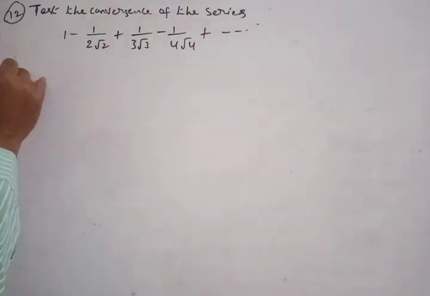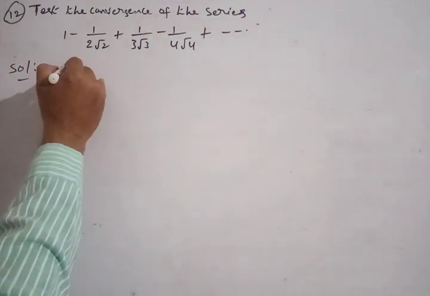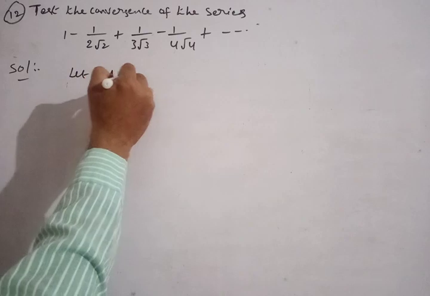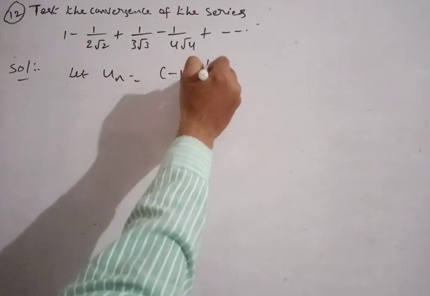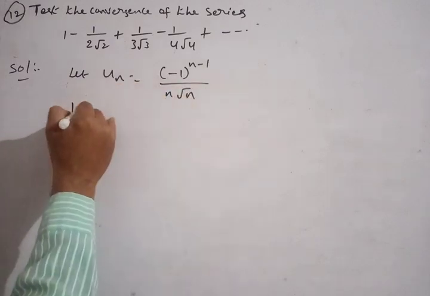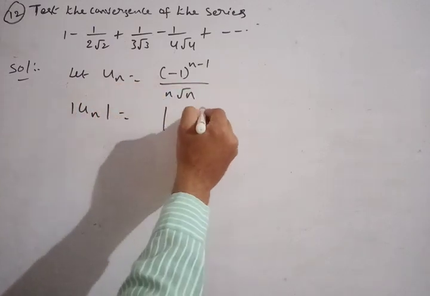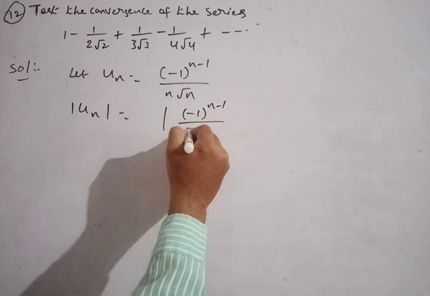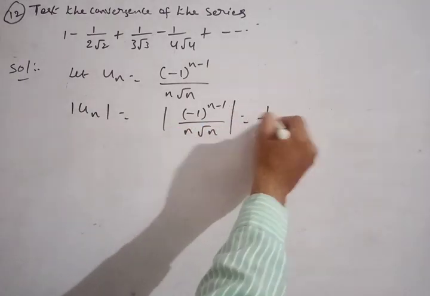So it is an alternating series. Let u_n equal (-1)^(n-1) by n root n. Correct? So you have to take mod u_n, mod of (-1)^(n-1) by n root n, which becomes 1 by n root n.